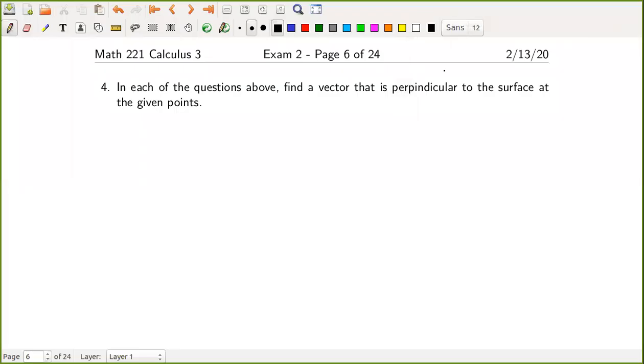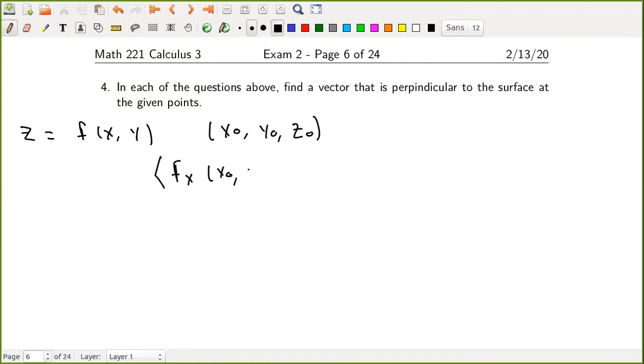Okay, so in each of the questions above, we want to find a vector that is perpendicular to the surface at the given points. Remember, when you have a surface of the form z equals f of x, y, and you have some point x naught, y naught, z naught that lies on the surface, then a vector that is perpendicular to the surface at the given point, you can just take to be the x derivative evaluated at x naught, y naught, the y derivative evaluated at x naught, y naught, and then minus 1. This is a vector that works.